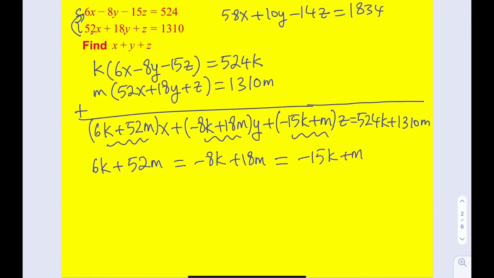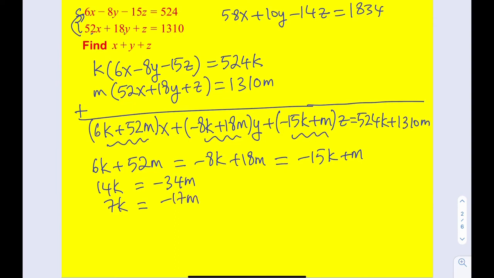Now, this is kind of like a system of equations, but there's only 2 variables. Let's go ahead and see what that means. Let's take a look at the first two equations. From here, I get 14k equals, if I go ahead and subtract 52m, negative 34m. If I divide both sides by 2, I get 7k equals negative 17m from the first two equations.